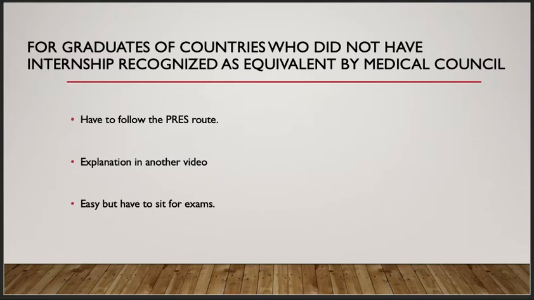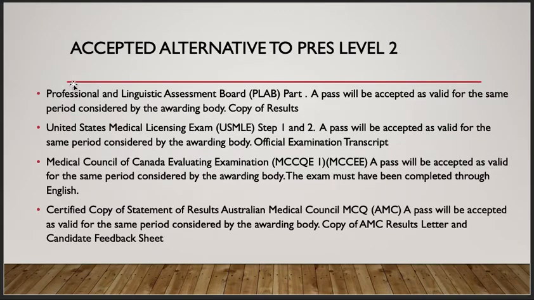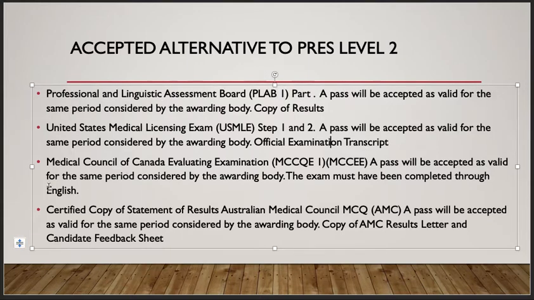So the PRES 2 alternatives are: number 1, you either pass PLAB, which is PLAB 1 basically; or you do USMLE Step 1 and Step 2; or the Medical Council of Canada Evaluating Exam; or the Australian Medical Council MCQ, the first part. So you have to write any one of these four exams. But my recommendation, if you want to get registration with the Irish Medical Council and are following the PRES route, is that it's better to go for PLAB 1. I have many reasons for that.